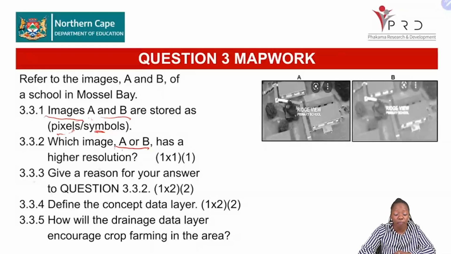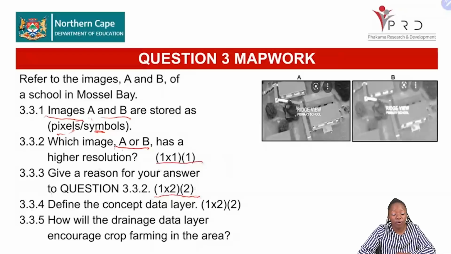Then 3.3.3, you need to give a reason for your answer. If you are saying A, why A? If you are saying B, why B? So it's just 1 mark, and the 1 mark answer together with the reason will give you 2 marks.